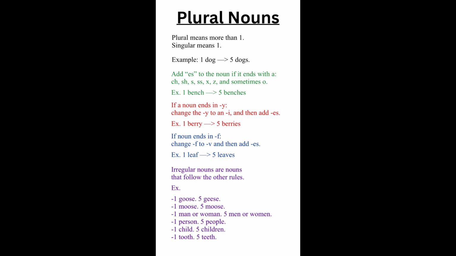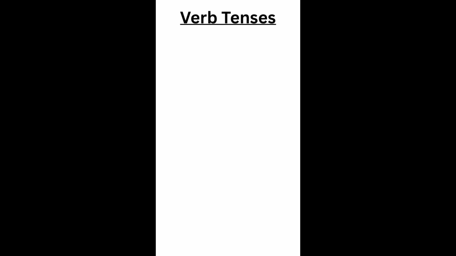1 tooth, 5 teeth. The best way to learn the forms of irregular nouns is to read because they are used throughout stories. Let's talk about verb tenses. Verb tenses tell when an action is happening. There are 3 tenses: past tense, present tense, and future tense.